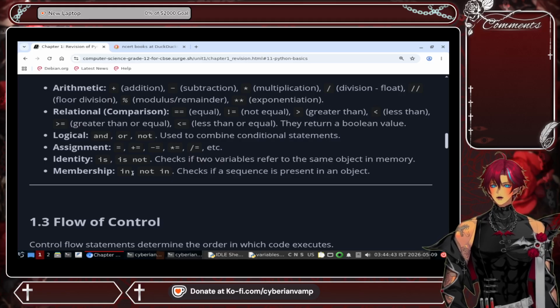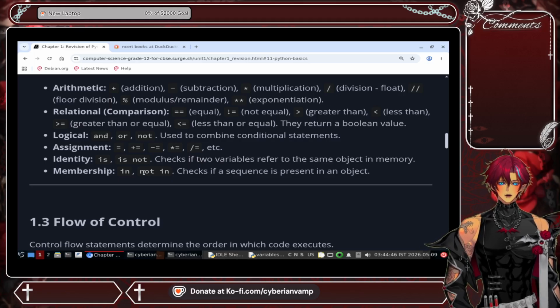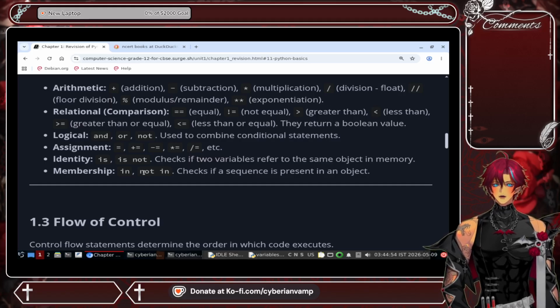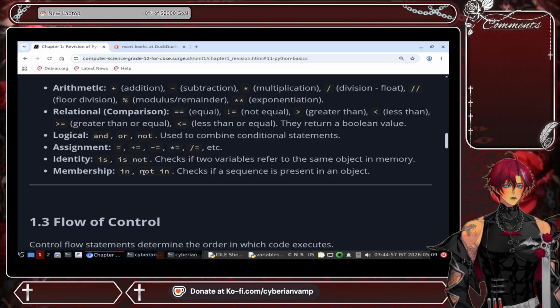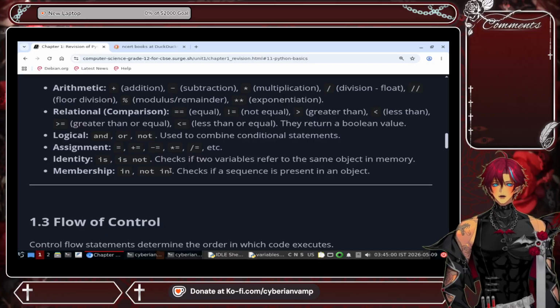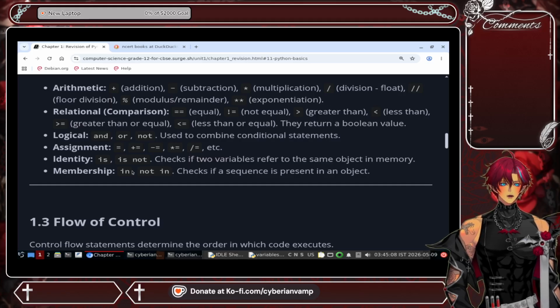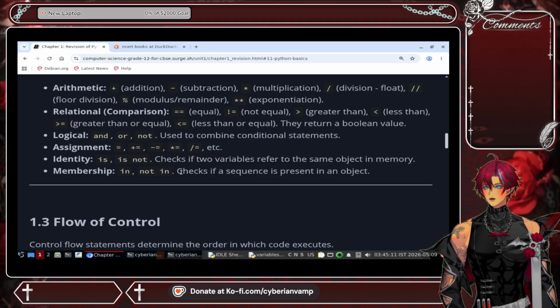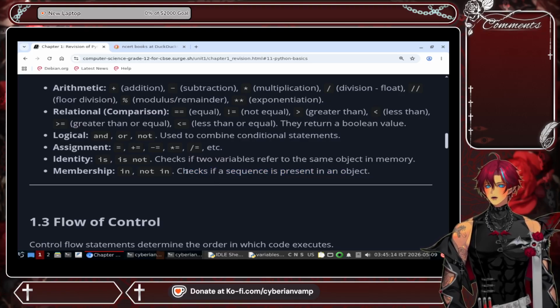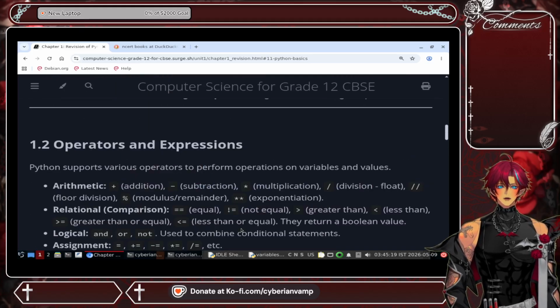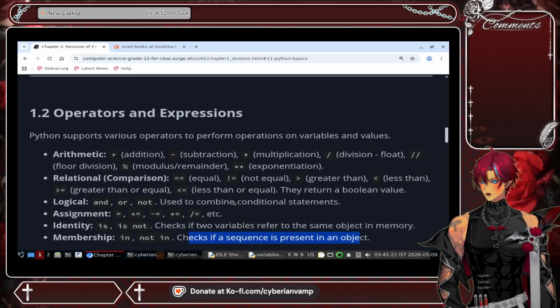So typically in the right hand side you will have some kind of a collective literal, and in the left hand side you will have some non-collective literal. Suppose in the left hand side you may have an integer, and in the right hand side you may have some list, right? So that is what a membership operator is. It checks whether the first operand is a member of the second operand or not, right? It checks if the sequence is present in an object. So it checks the sequence as well. If the sequence is there, then yes, it will give you a true value, right? So that is the operators and expressions.